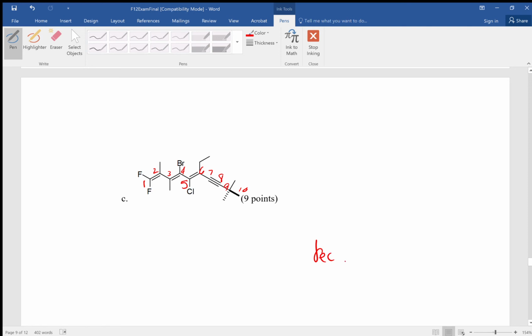So this is a decane. There's 3 alkenes. They start at 1, 3, and 5. So this is 1, 3, 5 triene. And we have an alkyne at carbon 7.